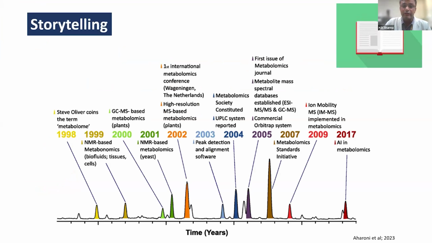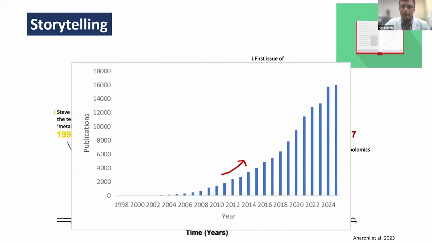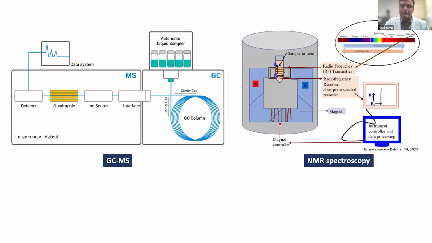How it started? It started in 1998 when the term metabolome was coined, and then the discoveries happened because of the technological development which went hand in hand. So what kind of technologies were there or are there? You can see that the number of publications across the last 15 years rose from a few hundred to a few thousand in the field of metabolomics. So GC and NMR are the techniques which really contributed a lot in the field of metabolomics.